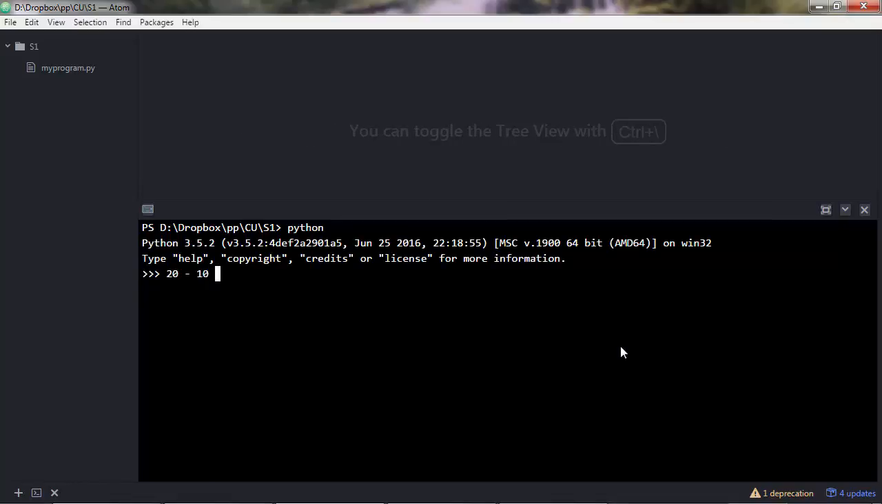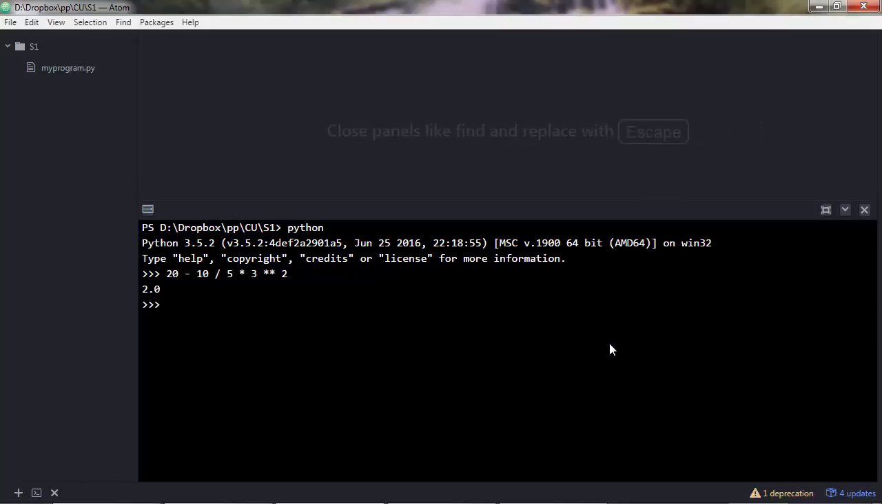20 minus 10 divided by 5 times 3 in the power of 2. And what we get is 2.0. So why did I write this long expression? Well, because I want to explain to you the order of operators.